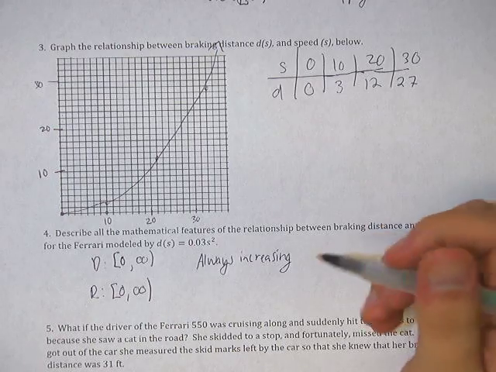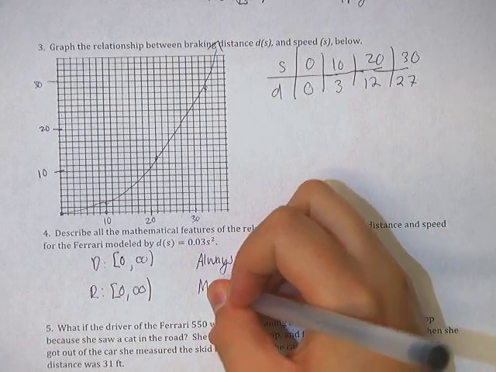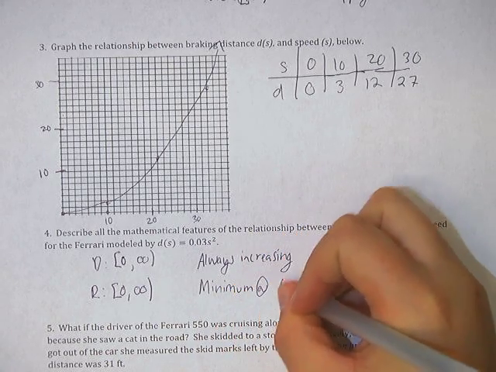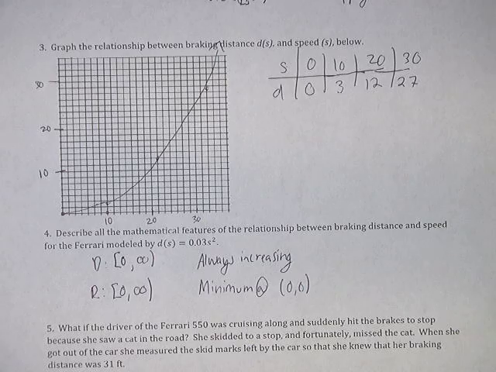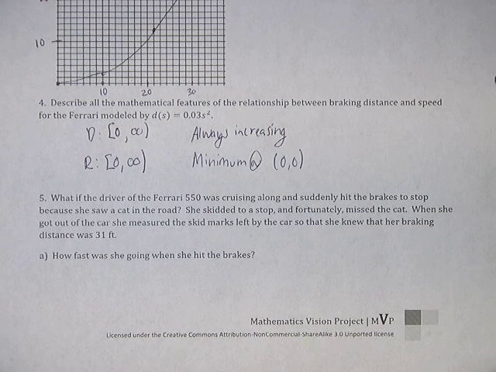Now, this graph is what we call always increasing. What that actually means here is that as we go from left to right, our graph is always going up. Always, always. And there's no maximum distance, but we do have a minimum. We have a minimum at the 0,0. So there we go. Those are pretty much our features.